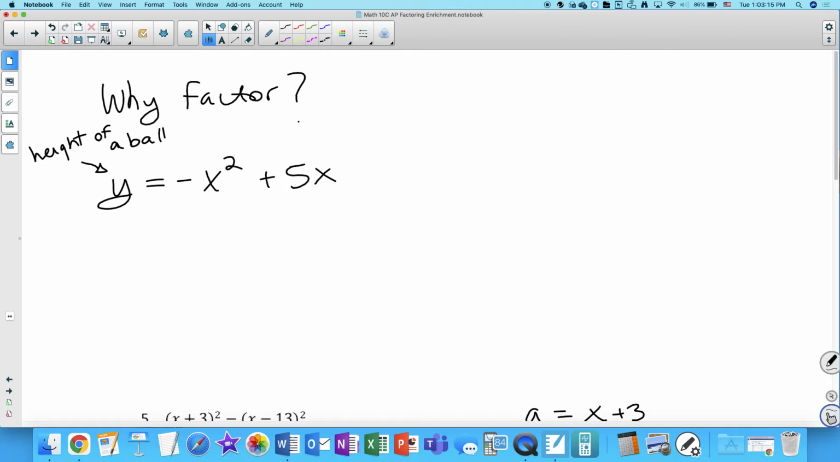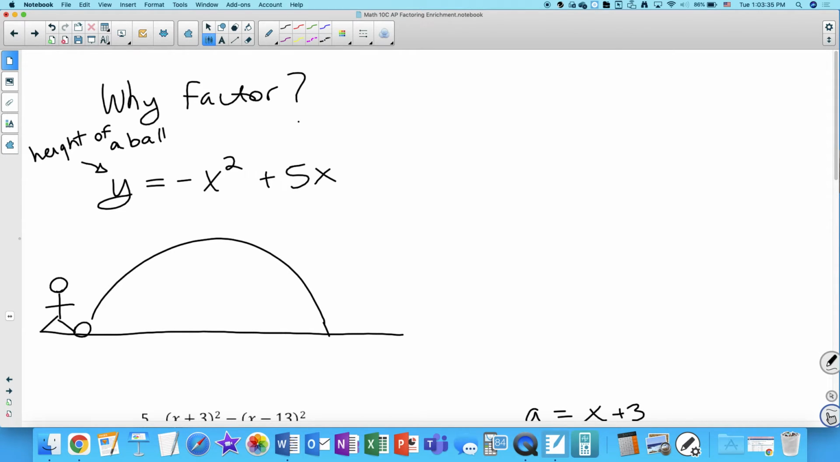So you kick the soccer ball, and you can imagine, here's a person, and they kick a ball, and the ball goes woo, and then lands. Here's the ground, and we're going to say that y is the height of the ball at any given point, and x is time. How high is this ball off the ground at any given time? Make sense so far? And the question is, when does the ball land on the ground?